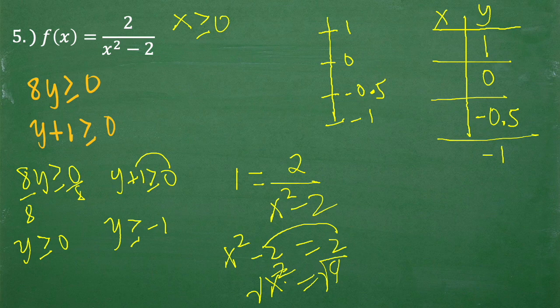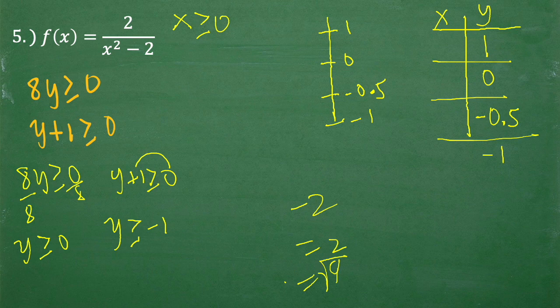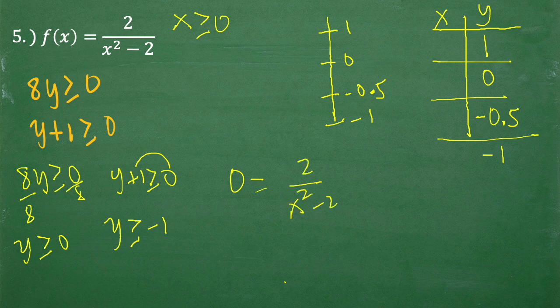How about 0? So if y is 0, we have 0 equals 2 over x squared minus 2, and then cross multiply, that is 0 equals 2. So therefore 0 is not part of the solution, and we will exclude that one. And then how about 0.5? Let's substitute this value.